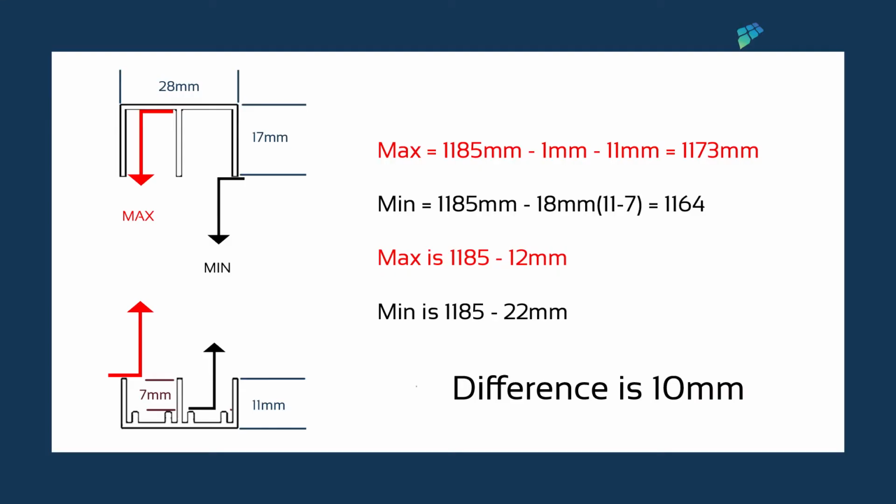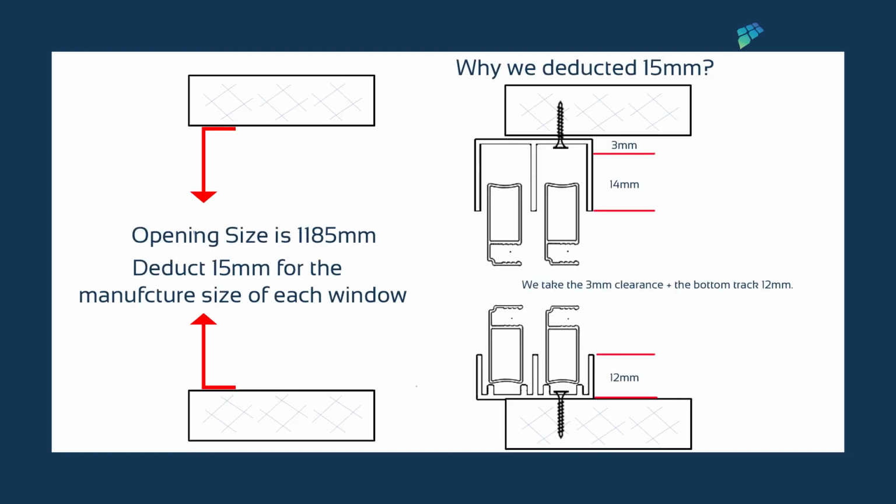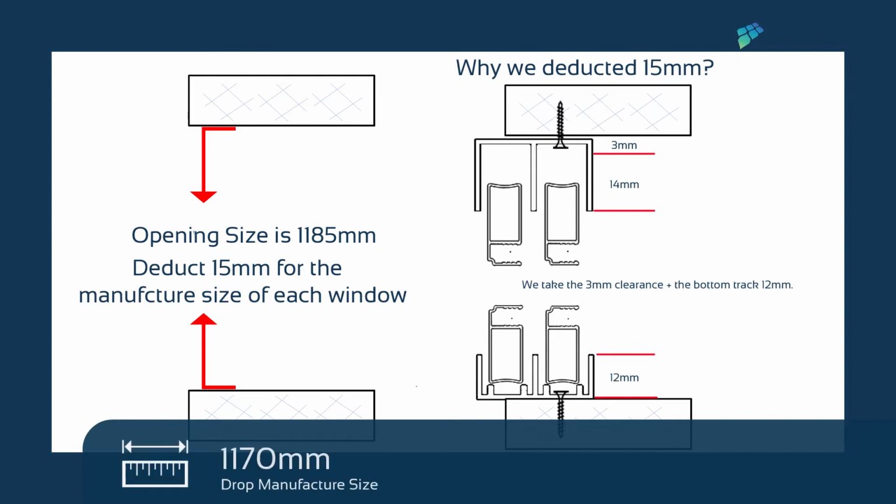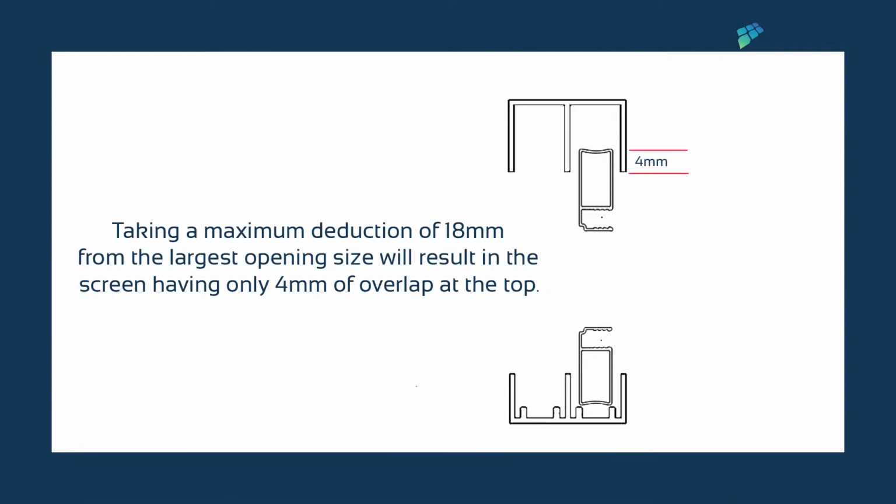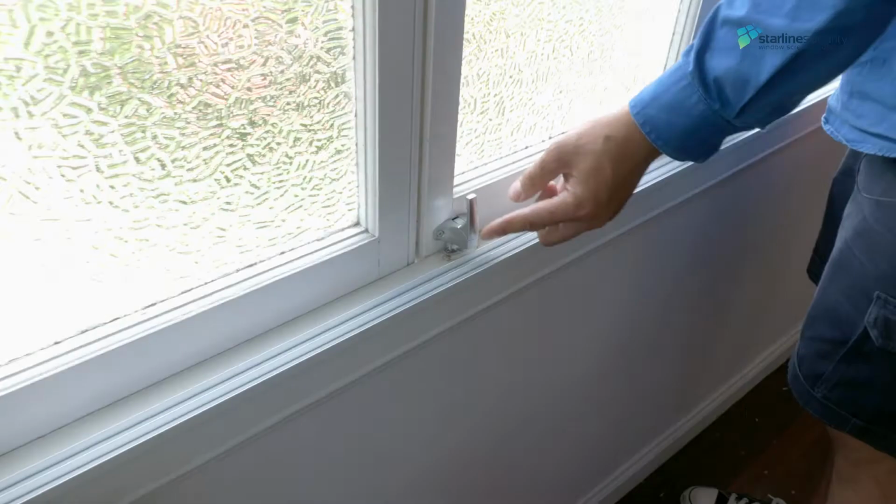The measurement is 1185 mm. When the drop variance is less than 5 mm, deduct 15 mm to compensate the bottom and top channels for a manufacturing size of 1170 mm. Taking a maximum deduction of 18 mm from the largest opening size will result in the screen having only 4 mm of overlap at the top.